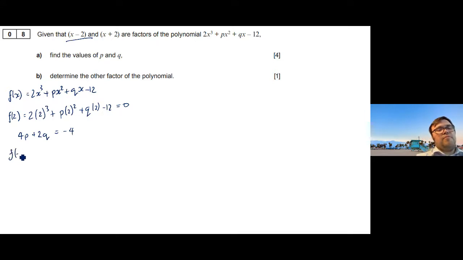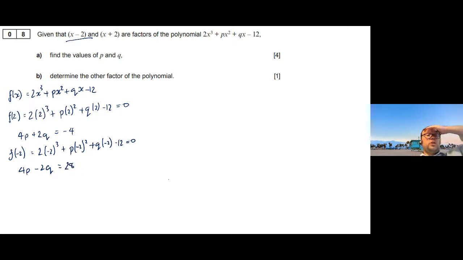Now, if we use f of minus 2, so that's going to be 2 times minus 2 cubed plus p times minus 2 squared plus q times minus 2 minus 12. And again, this is equal to 0. Tidying that up would give me 4p minus 2q. And this time it's going to be 28. Because the minus 2 cubed, and also times the 2, is going to give minus 16. Minus 16 minus 12 is minus 28. Take it over to the other side.